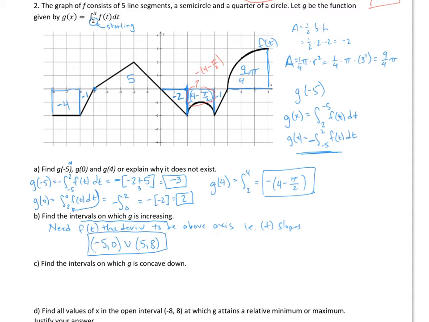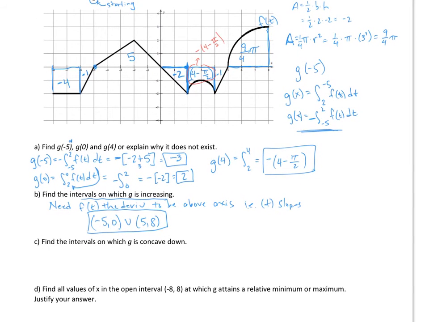Okay, moving on to part C. Slide this up just a little bit more. And for part C, it says, find the intervals on which g is concave down. So now I need f prime of t to have the negative slopes, because this yields the g double prime of x. So where does it have negative slopes? Let's go ahead and take a look.